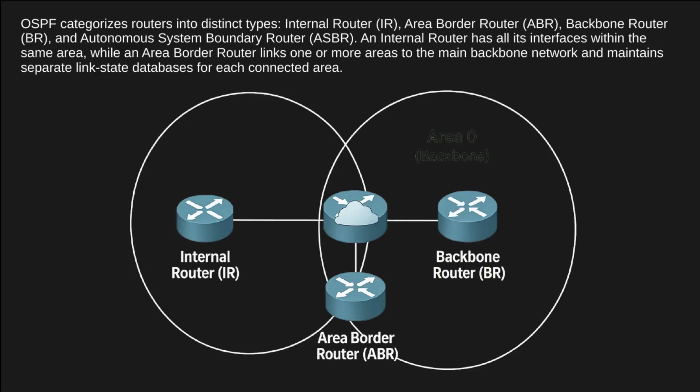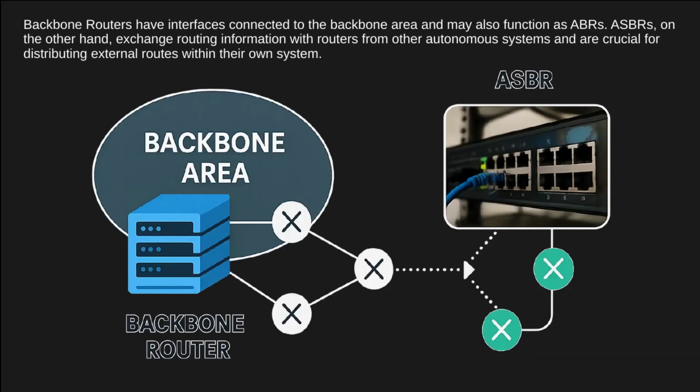OSPF categorizes routers into distinct types: internal router (IR), area border router (ABR), backbone router (BR), and autonomous system boundary router (ASBR). An internal router has all its interfaces within the same area, while an area border router links one or more areas to the main backbone network and maintains separate link state databases for each connected area. Backbone routers have interfaces connected to the backbone area and may also function as ABRs. ASBRs, on the other hand, exchange routing information with routers from other autonomous systems and are crucial for distributing external routes within their own system.